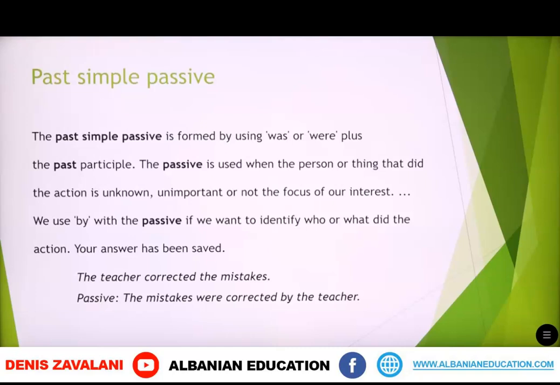In the second sentence, we see that the sentence is in the passive voice. The subject still is the teacher, but we don't refer to it as the subject, rather as the agent. So the agent is the teacher who corrected the mistakes. Remember, we always use the word by to refer to the agent.